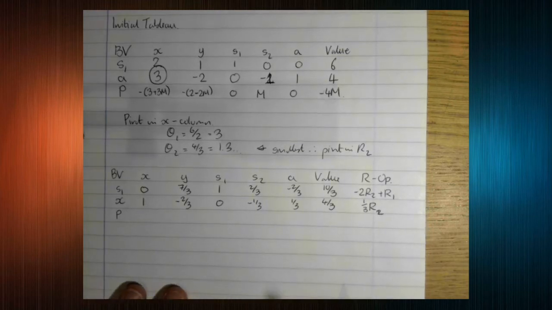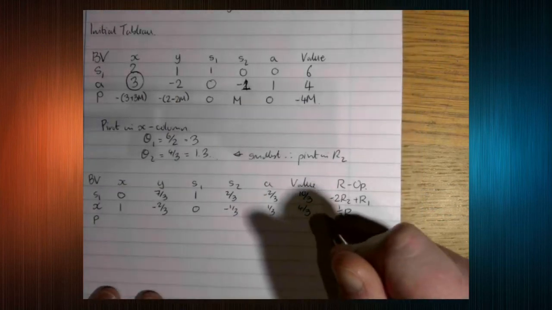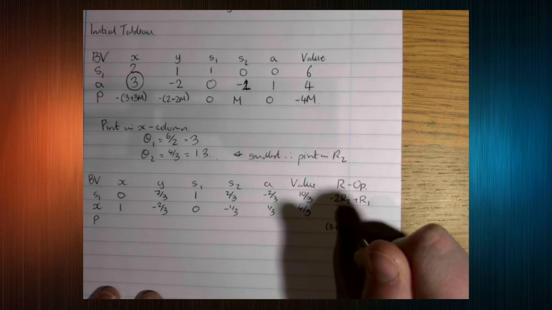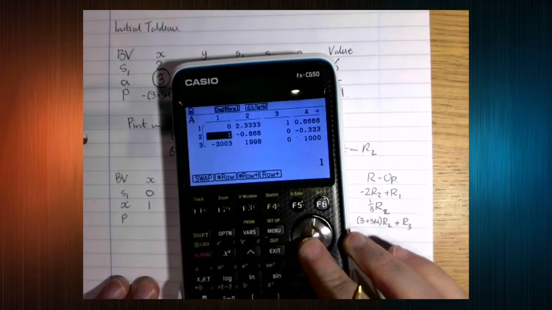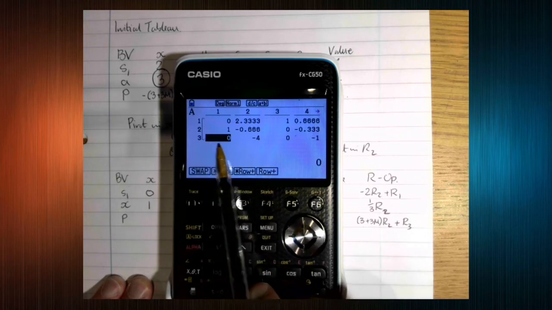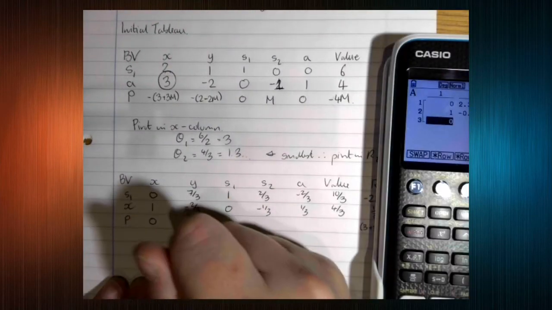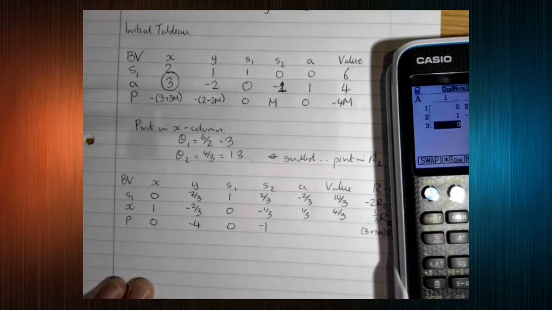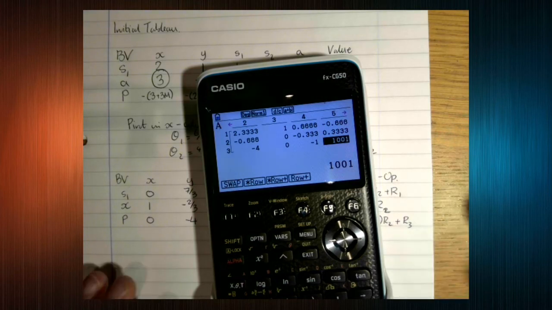Now this is where things get potentially a little tricky. We need to do 3 plus 3M lots of R2 plus R3. And this is where the graphics calculators I find are very, very useful. So we're going to do 3 plus 3 times 1,000, lots of R2 to R3. And you can see, without doing any algebra, we've already got rid of some M's. So we've got 0, minus 4, 0, minus 1. If we scroll along though, we can see, oh look, we've got 1,001. That's a big number, but we know M is 1,000. So without doing any algebra again, this is M plus 1.